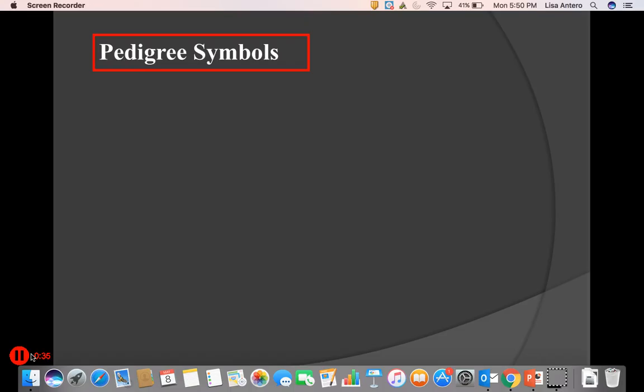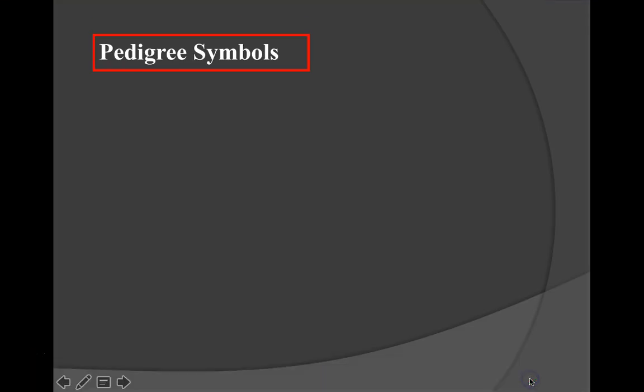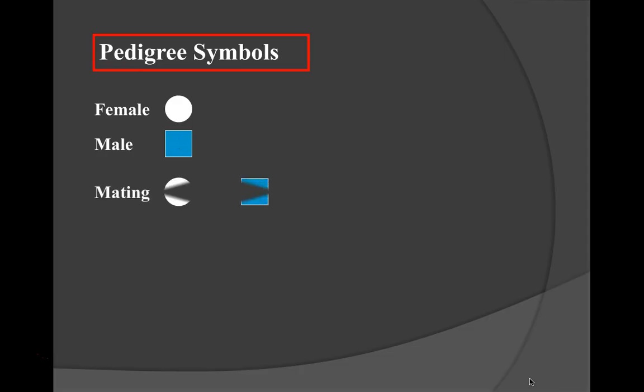So in order to be able to read a pedigree, you're going to need to understand the symbols. The first symbol that we'll talk about is the female symbol. The female symbol is always represented with a circle. The male symbol is always represented with a square.